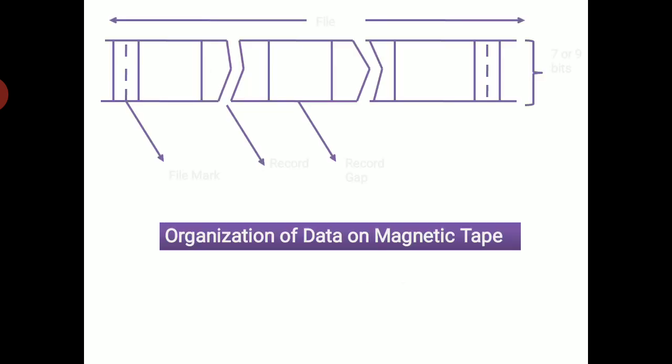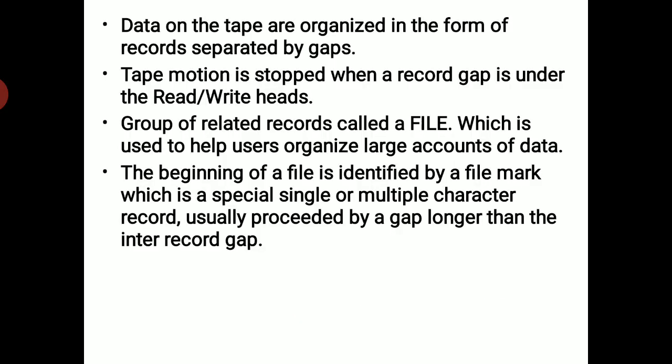Now, organizing the data in the magnetic tape. It has to allocate the read, write, and heads. Data on the tape are organized in the form of records separated by a gap. Tape motion has to be recorded simultaneously. A group of records is called a file, which helps in organizing a large amount of data. The beginning of a file is identified by the file mark, which is a special single or multiple characters recorded, usually followed by a gap longer than the inter-record gap.